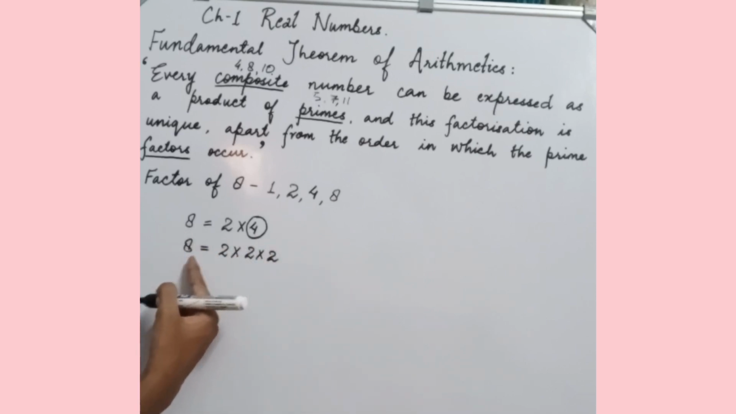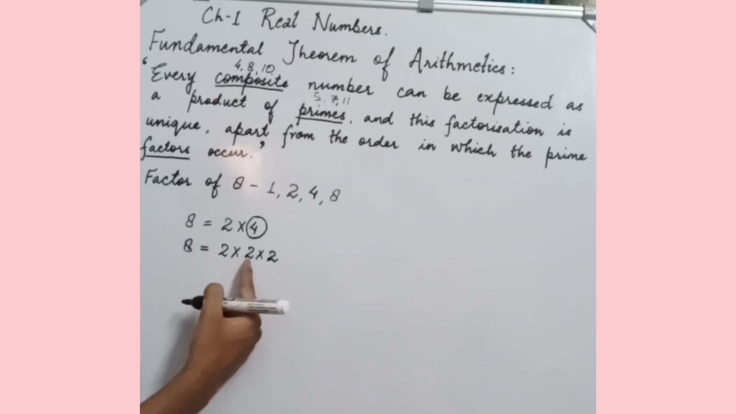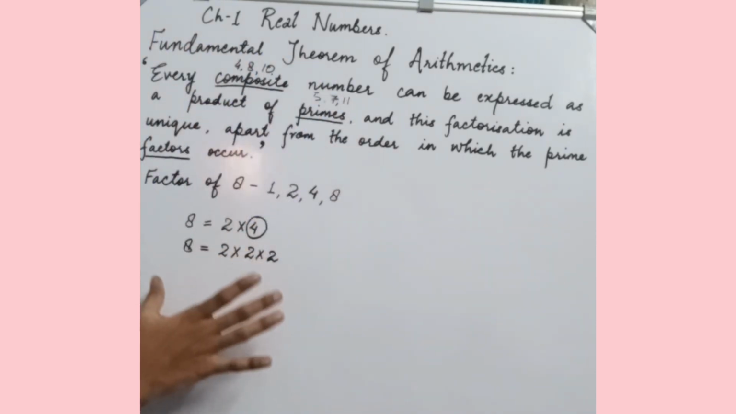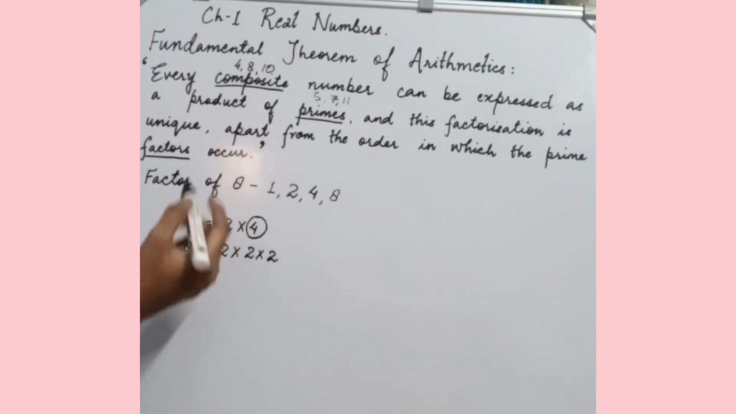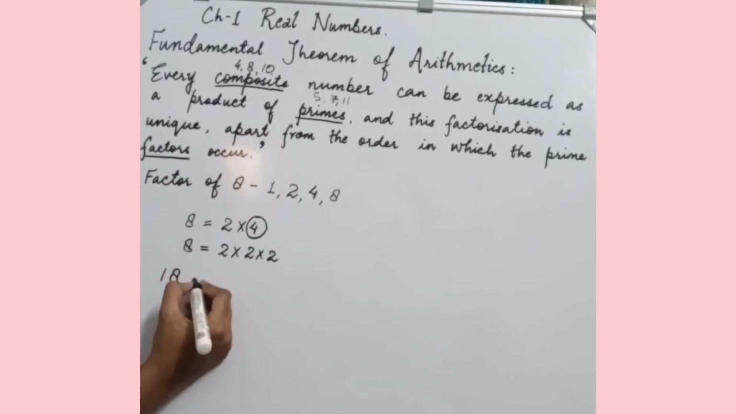We have written 8 as the product of prime numbers only. See, 2 is the prime number now. And 2 2s are 4, 2 4s are 8. So the first part of this theorem, this we have understood. I am also giving you one more example. Let's write the example for 18.